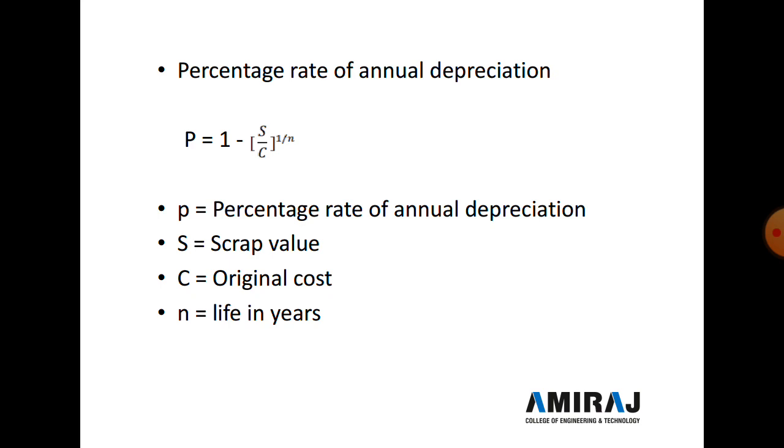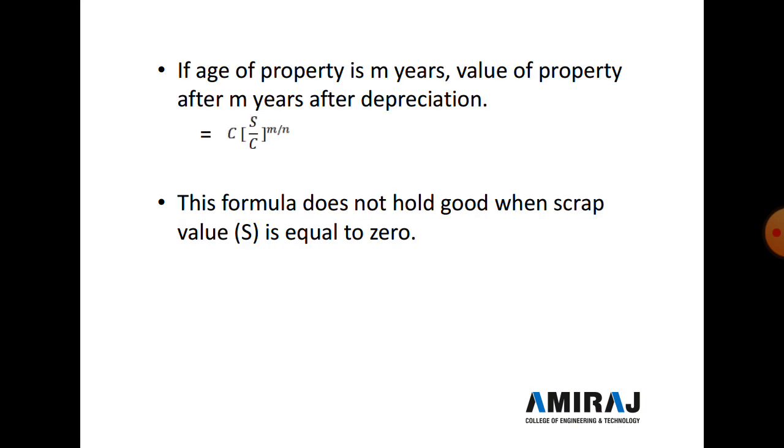Here the percentage rate of annual depreciation P is equal to 1 minus (S divided by C) raised to 1 by N. What is P? P is the percentage rate of annual depreciation, S is the scrap value, C is the original cost, and N is life in years. Now if the age of the property is M years, the value of the property after M years of depreciation is C multiplied by (S divided by C) raised to M by N. This formula does not hold good when the scrap value is equal to 0.